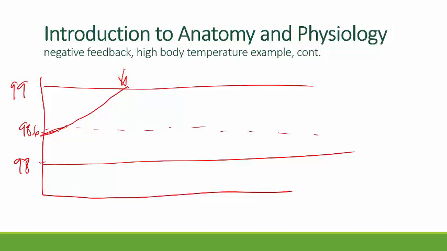the control center says, whoop, we've gotten too warm, and it sends a message out to the capillaries and to the sweat glands, and we see negative feedback. And we bend the curve back toward our homeostasis line.